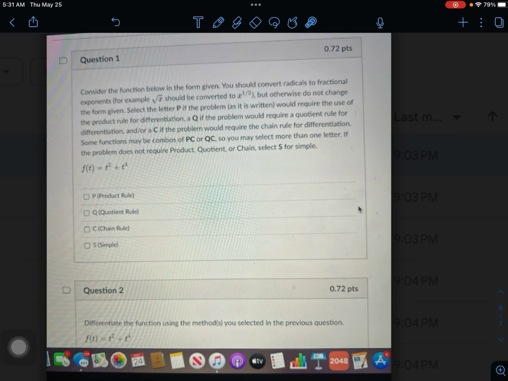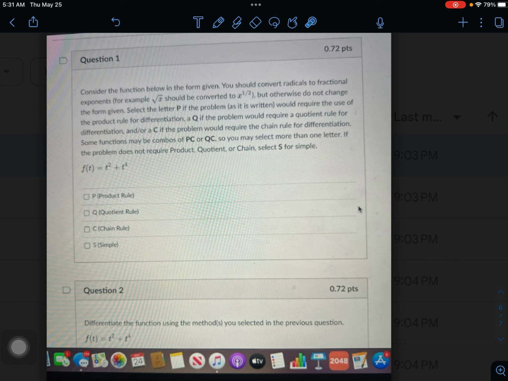Product rule. Select letter P would require the product rule. Q if it requires the quotient rule. C if it requires the chain rule. And some functions may be combos, PC or QC. So you may select more than one letter. If the problem does not require product, quotient, or chain, select S for simple.